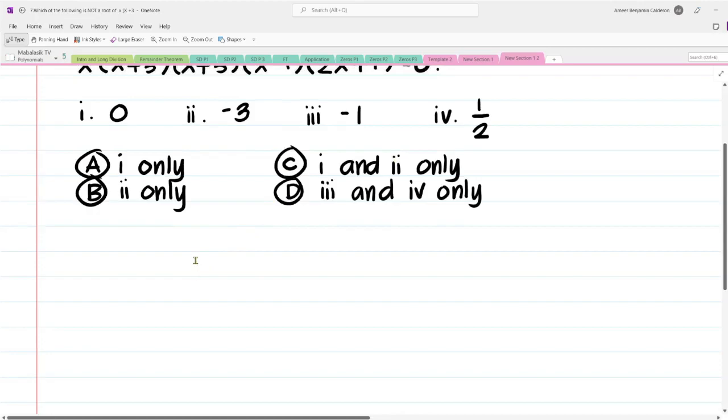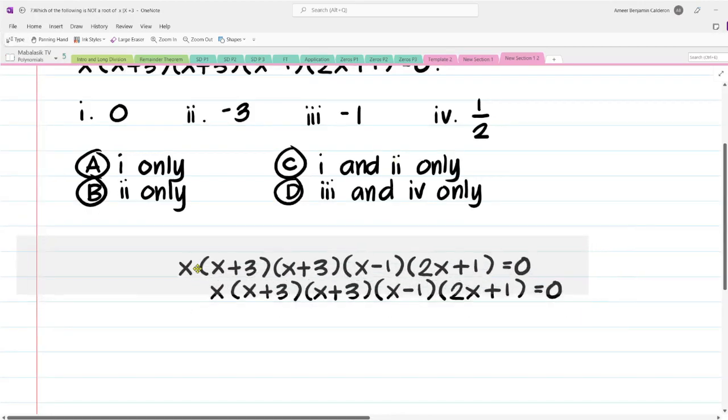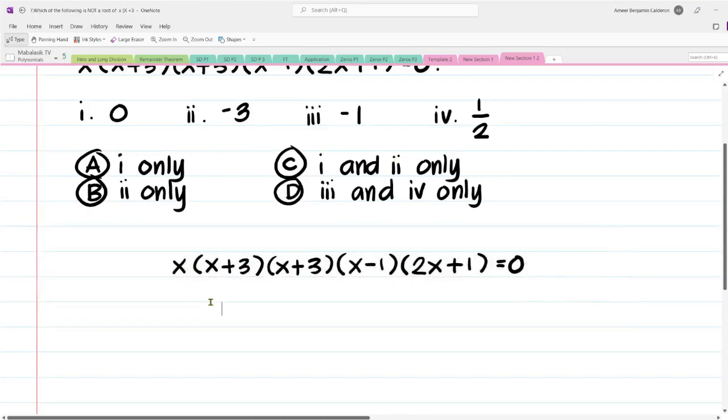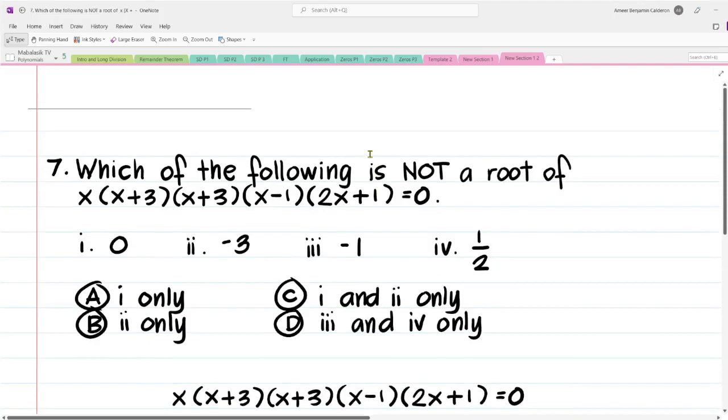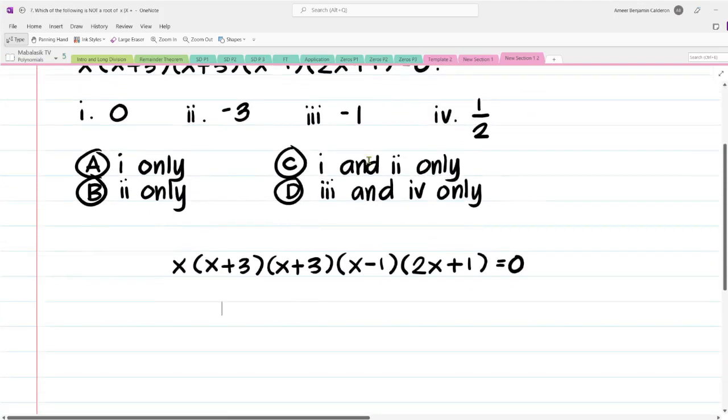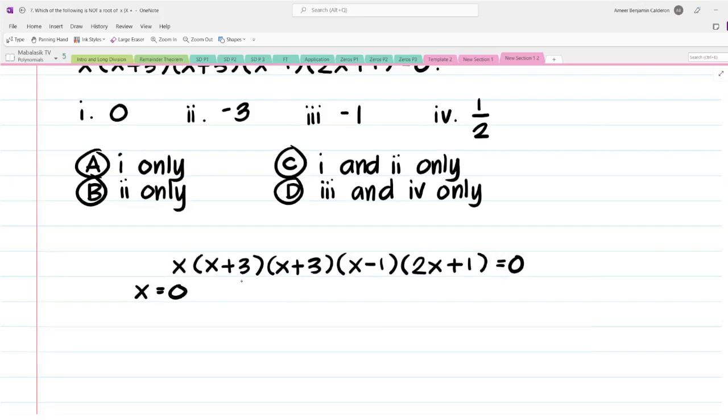So we will just use the zero product property to solve for the zeros. Tapos titignan natin dun sa choices. Ang tanong ha, not a root. Not a root. So we have here, eto, x equals 0 na agad. Etong dalawang x plus 3, di ba? Can be collapsed into 1. So x equals negative 3 multiplicity of 2.